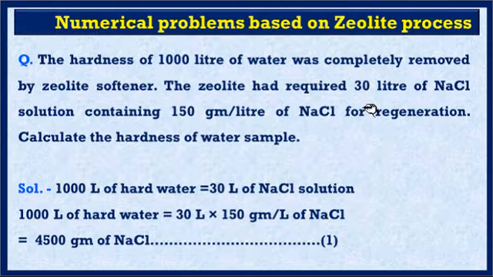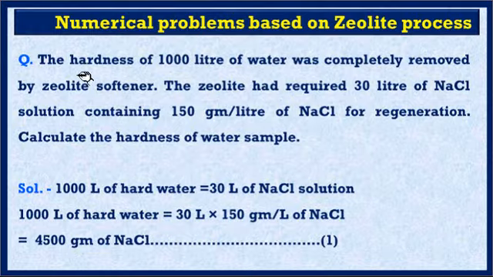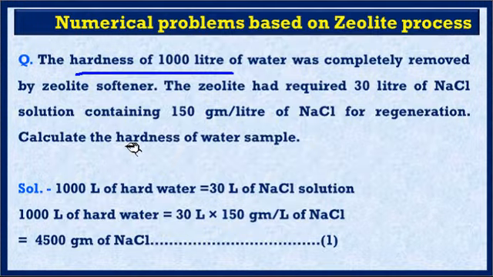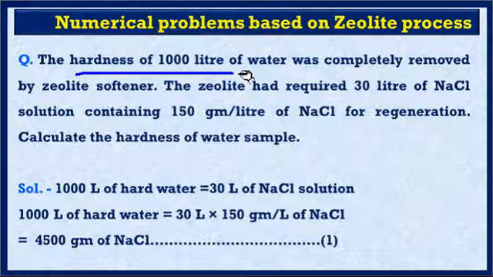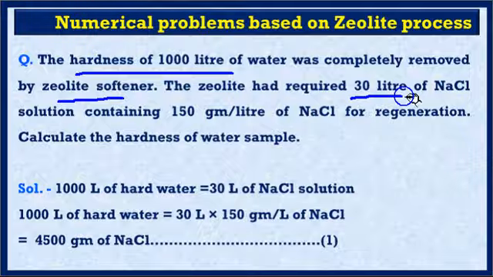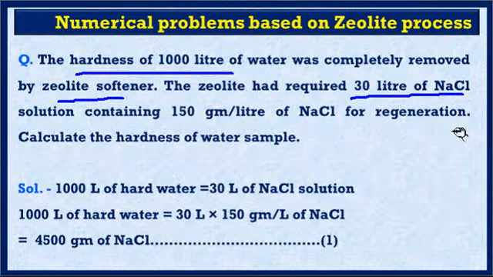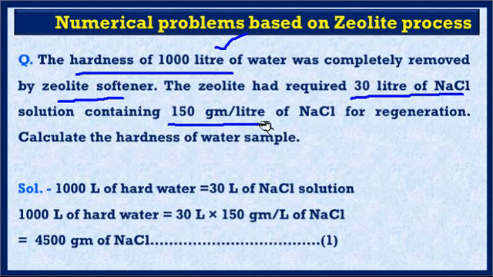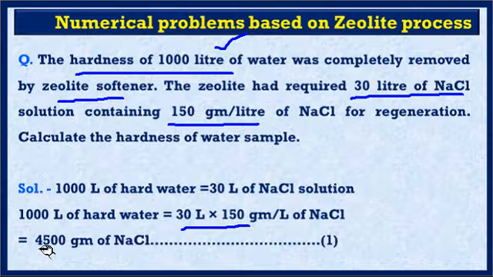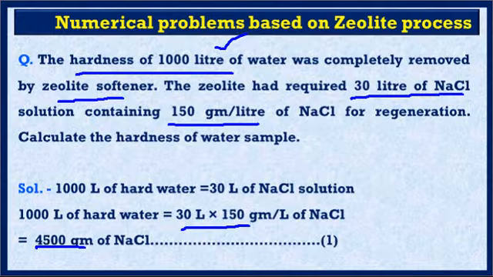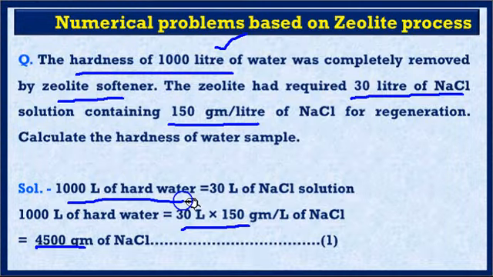Again, let us rewind it. The hard water sample volume is 1000 liter. When this 1000 liter of water is softened by using the zeolite softener, the zeolite softener for regeneration requires 30 liter of NaCl. That means 1000 liter of water is equal to 30 liter of NaCl. 1 liter of NaCl contains 150 gram of NaCl per liter, so 30 liter of NaCl contains 4500 gram of NaCl. So that must be equal to 1000 liter of hard water.